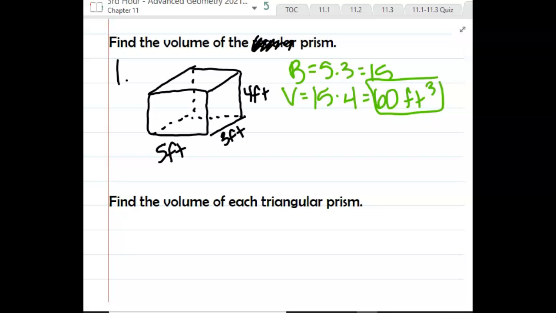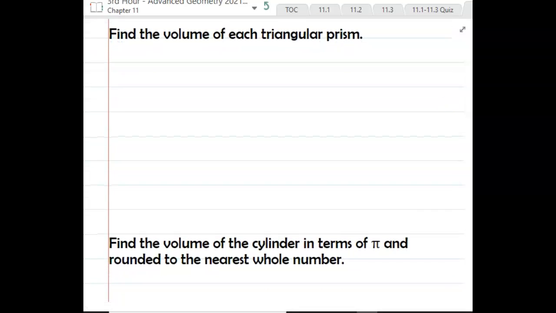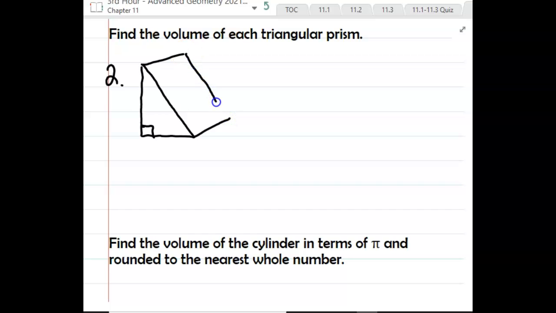So rectangular prisms, pretty simple. Let's do a couple triangular prisms. We're going to have a right triangle for the base. The bottom is going to be 6 meters. Going up is going to be 10 meters, and then going back is going to be 5 meters.